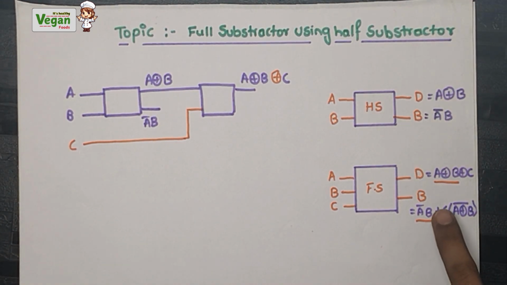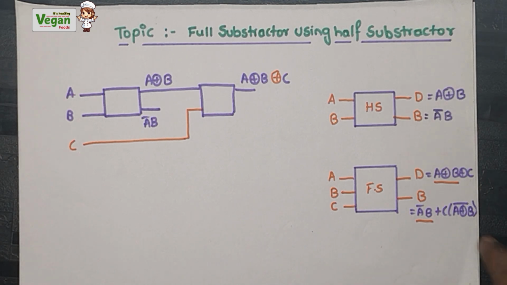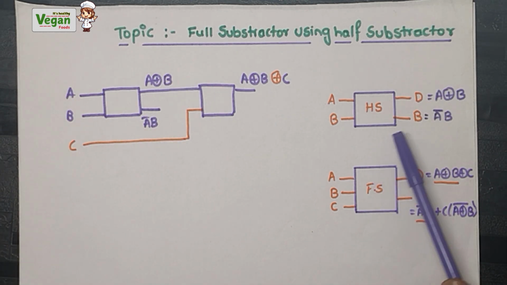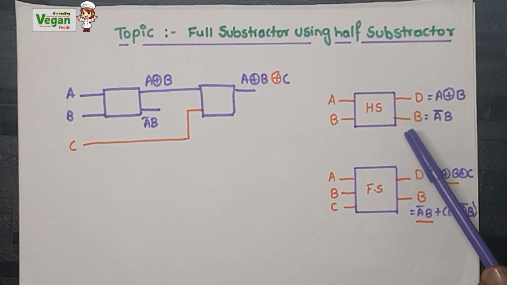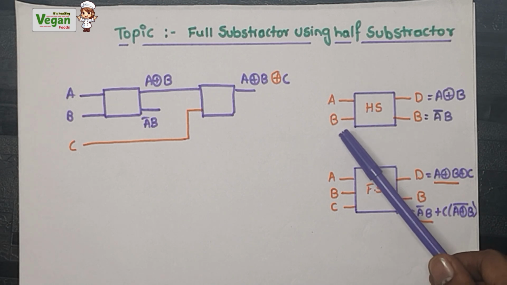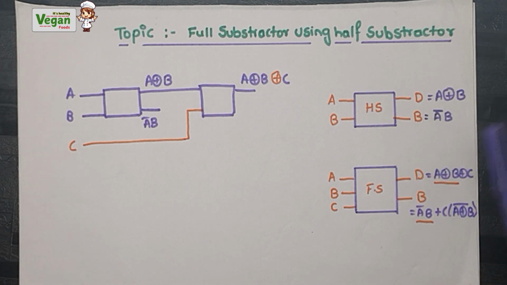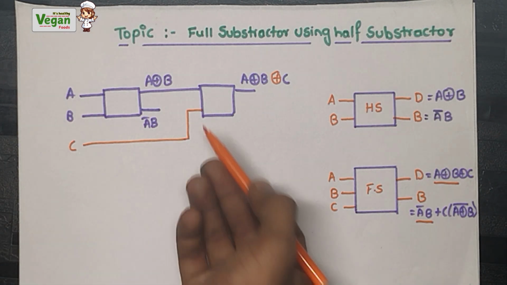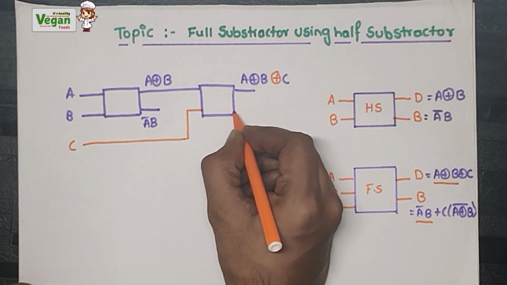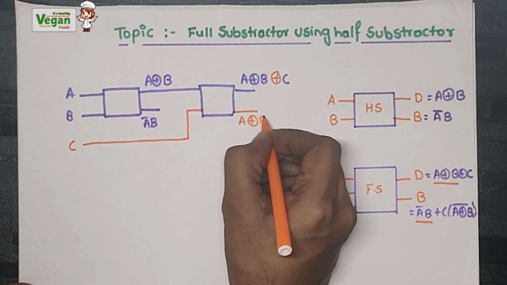Now let's design the borrow. In the borrow, we have already designed A bar B. Now we must design C into A XNOR B. How do we get C into A XNOR B? One input is C and another input is A XOR B. What will the borrow of the half subtractor do? If A and B are the inputs, the borrow will make it A bar into B. So first, what is the value of A? A is A XOR B.